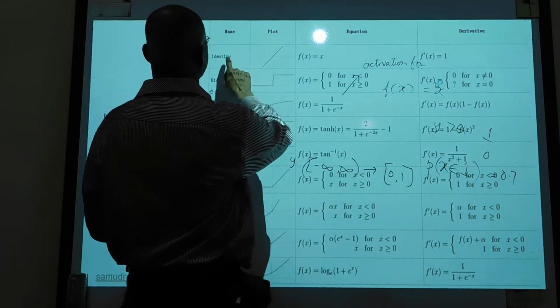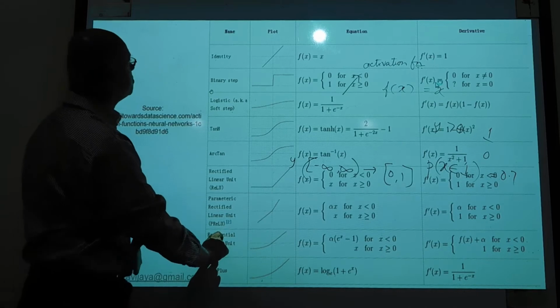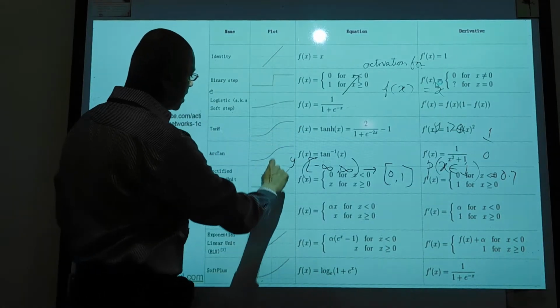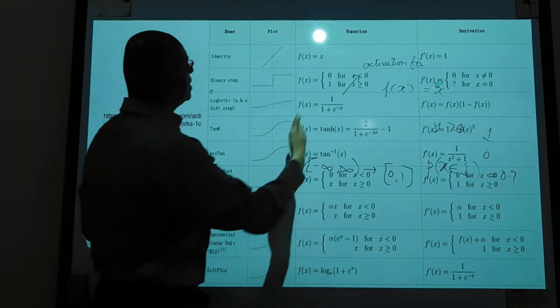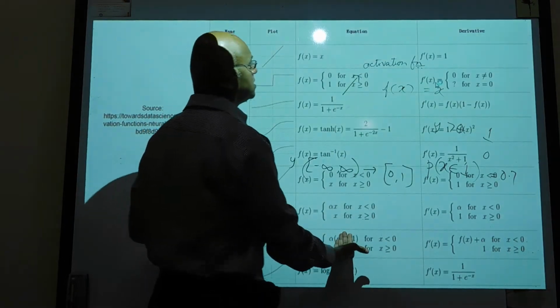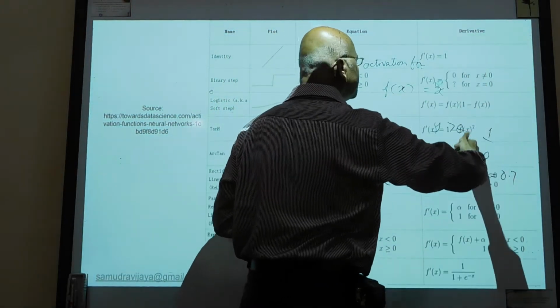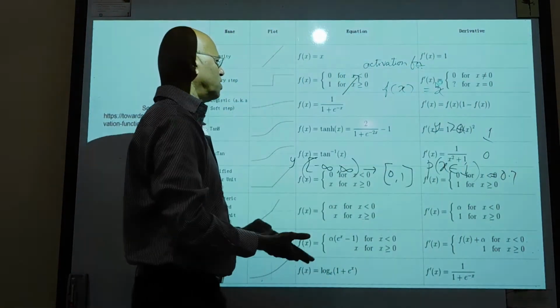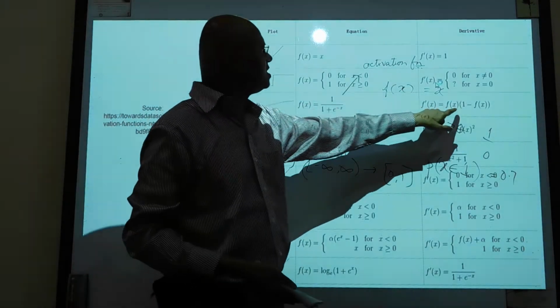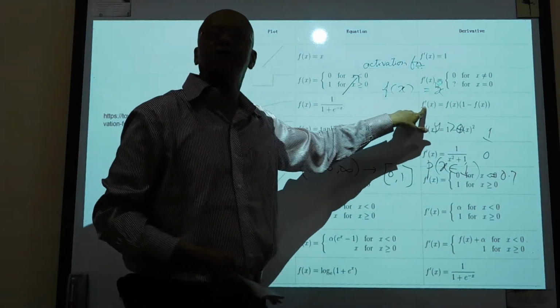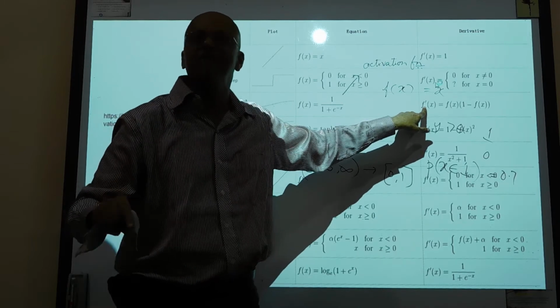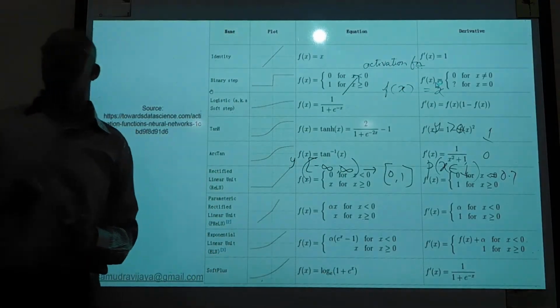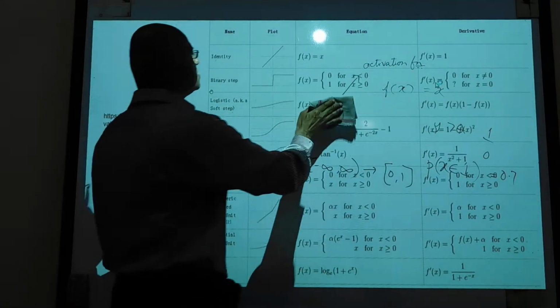And something that you see here is the name of such activation functions. The curve of the activation function is given. The equation of the activation function is given. You also see that the derivative of the activation function is also given. And you will see that the derivative of the activation function is necessary when you update the weights during the training. That's why this is given.